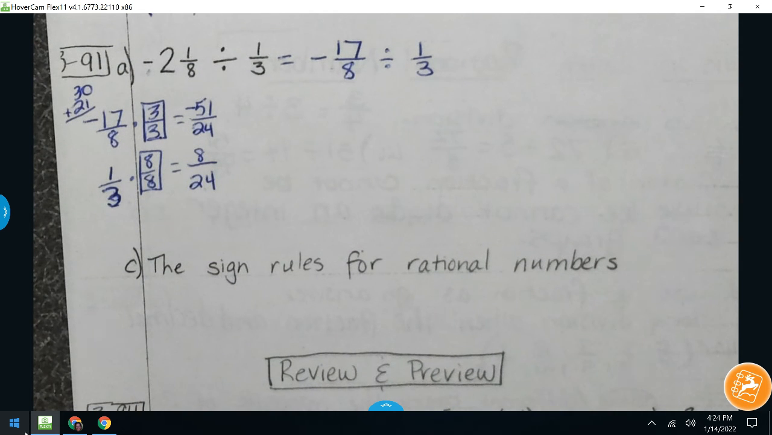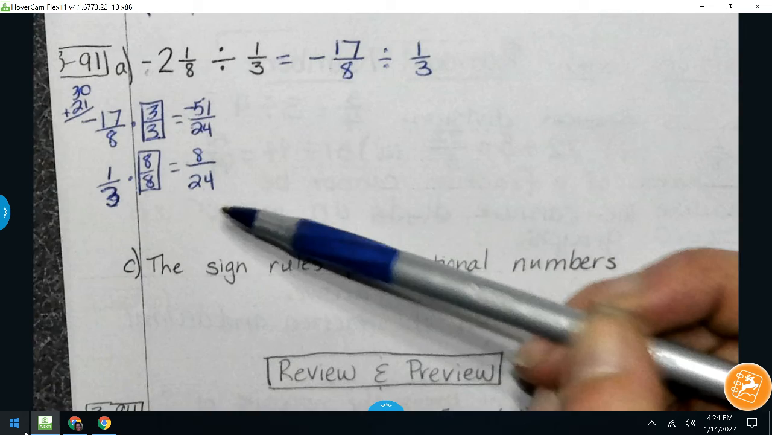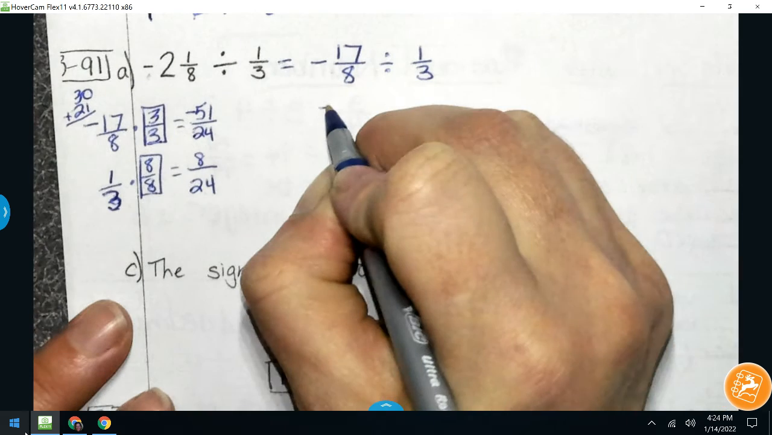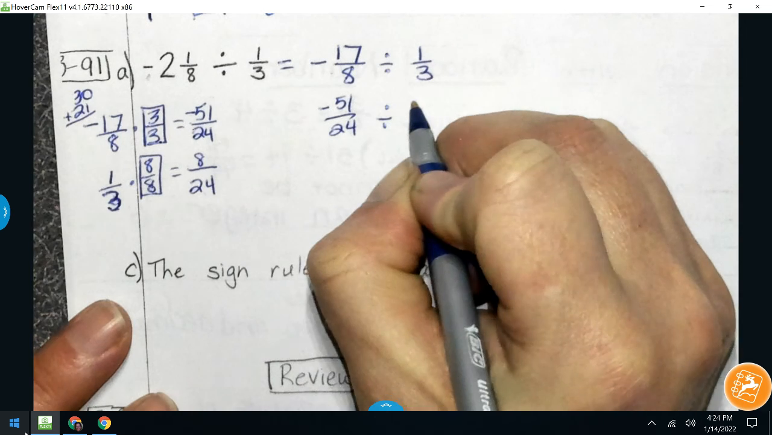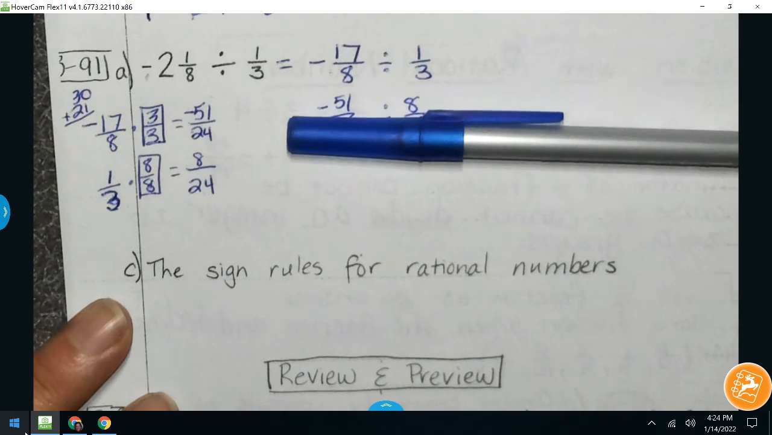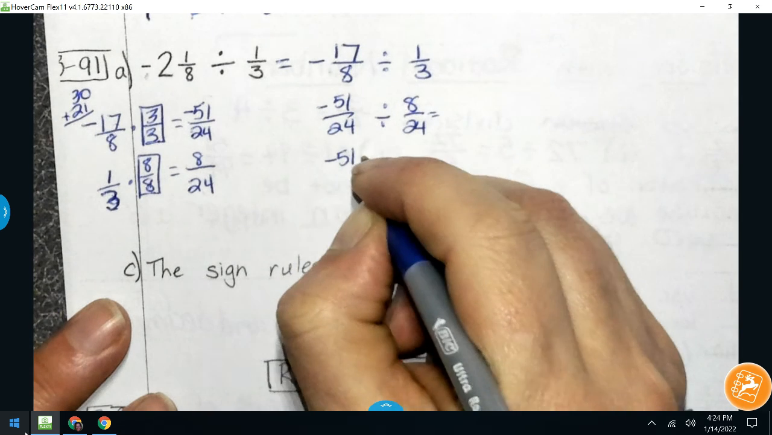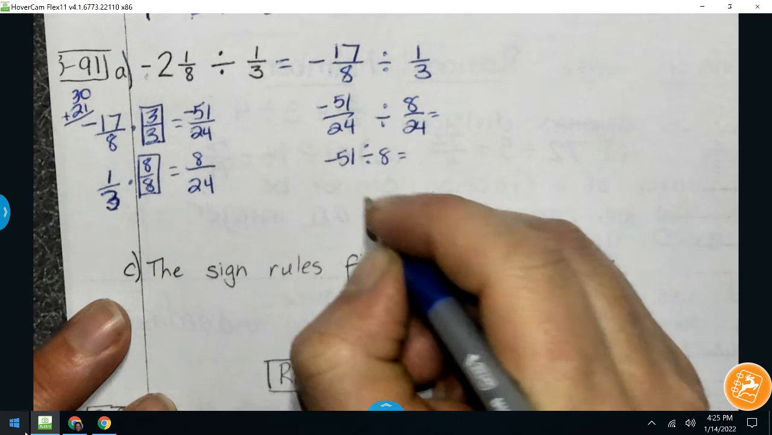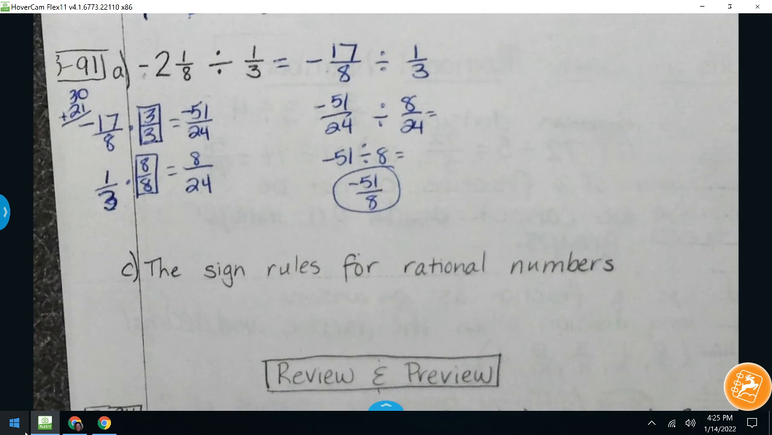Okay. So now we have these 2 fractions with a common denominator. My problem now is negative 51 24ths divided by 8 24ths. Again, in this method, I just cover up that denominator and I really have negative 51 divided by 8, which equals negative 51 eighths. Can I change that to a mixed number? Oh yeah, I can. Do I have to? Instructions didn't tell me to. I can leave it alone.